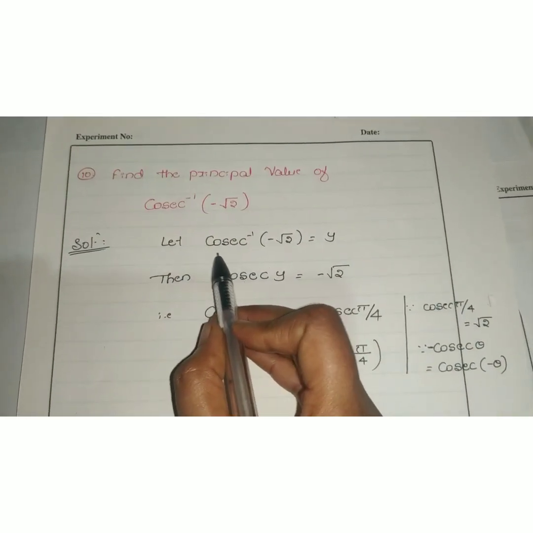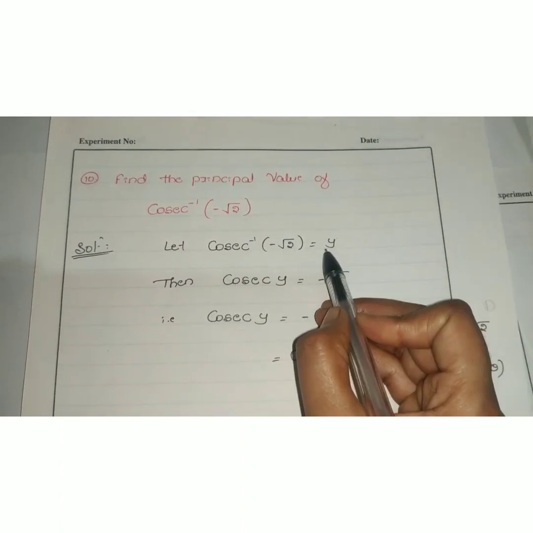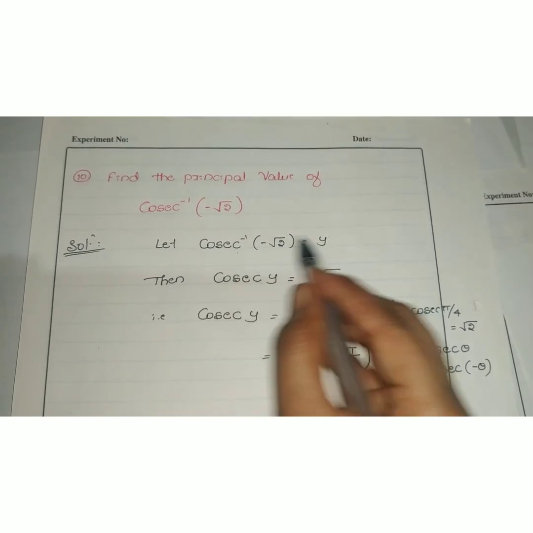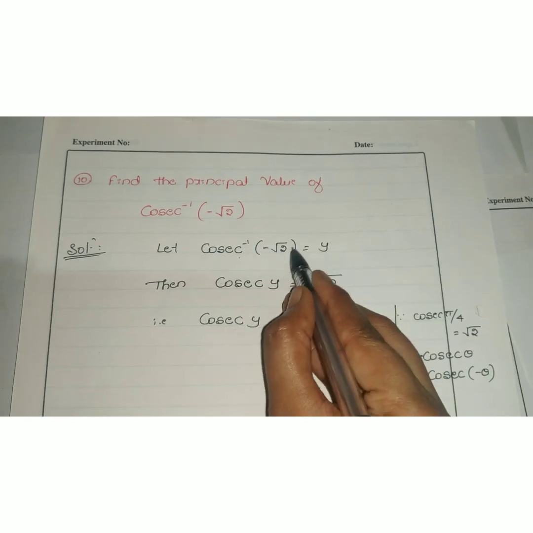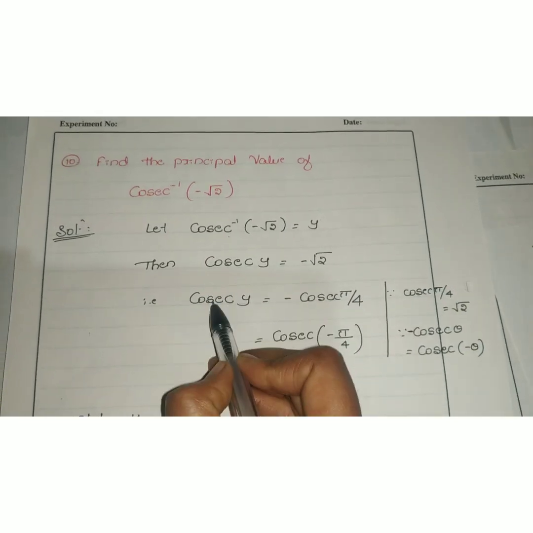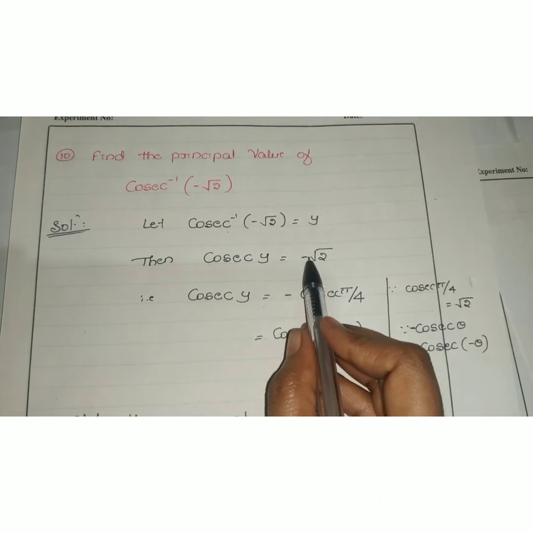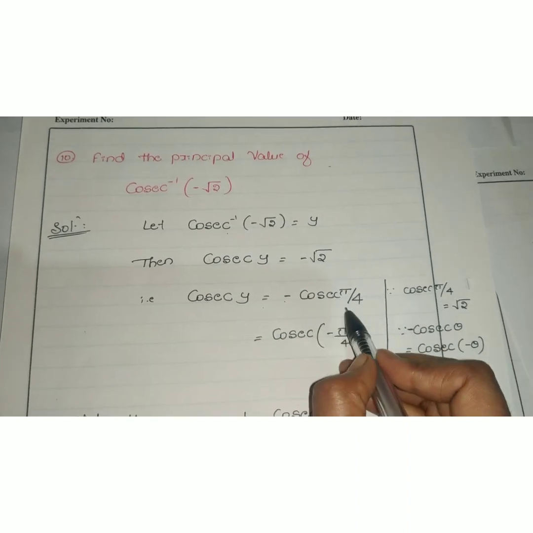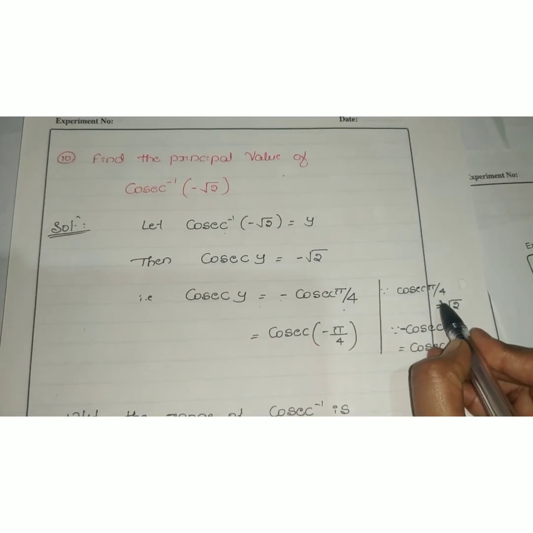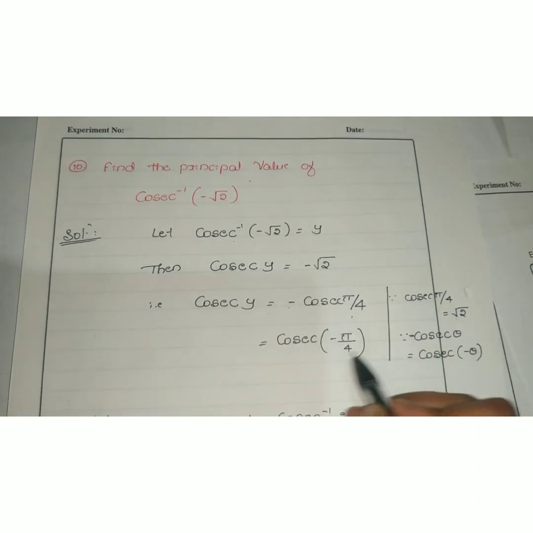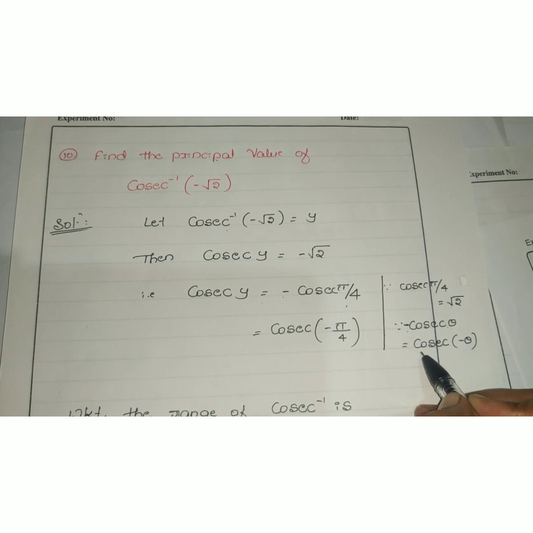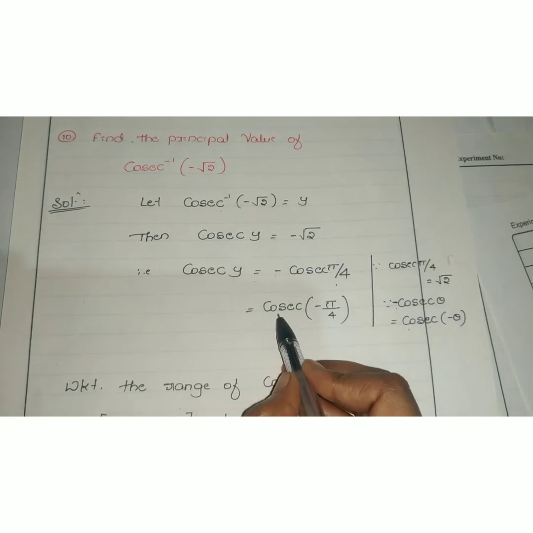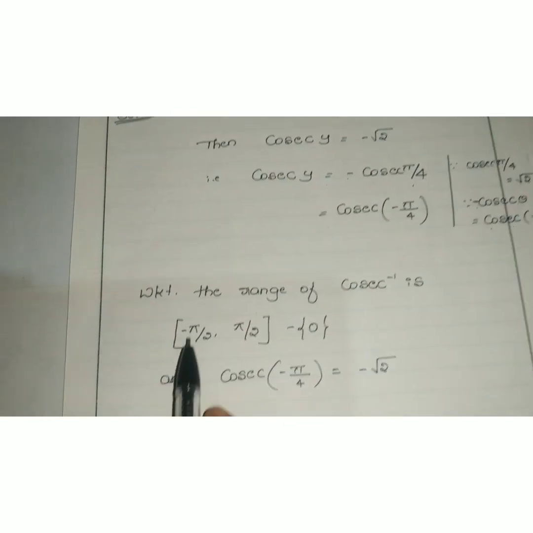So here consider the given question. Cosec inverse of minus root 2 equal to y, so cosec y equal to minus root 2. In LHS, cosec y as it is, negative sign as it is, and what angle has a cosec of root 2, that is cosec pi by 4. Cosec 45 degrees value is root 2, and we know that minus cosec theta equal to cosec of minus theta, so minus cosec pi by 4 equal to cosec of minus pi by 4.